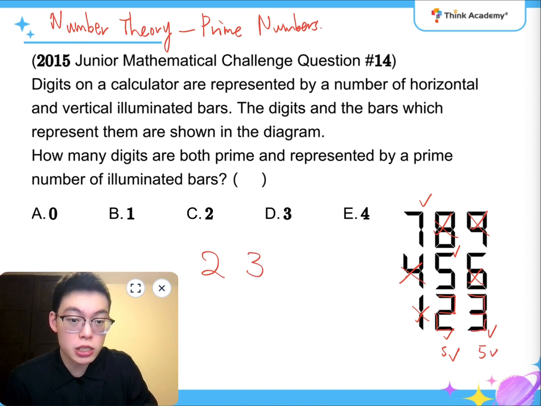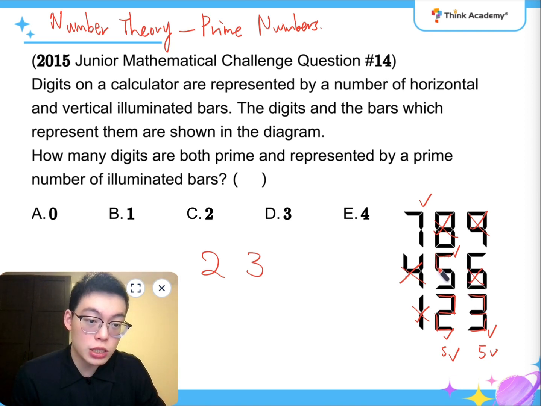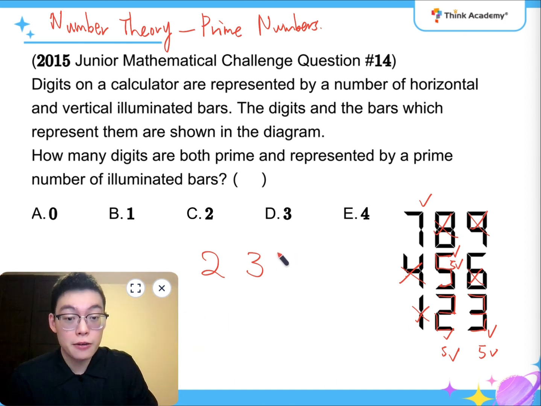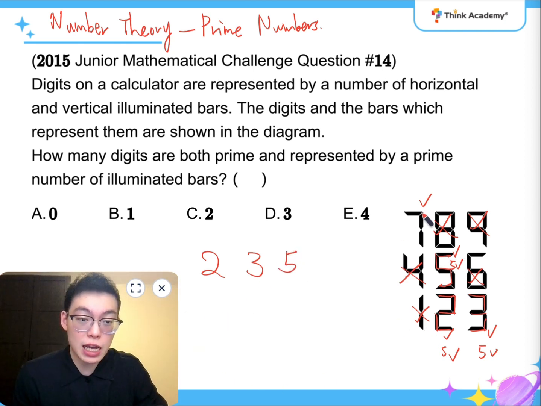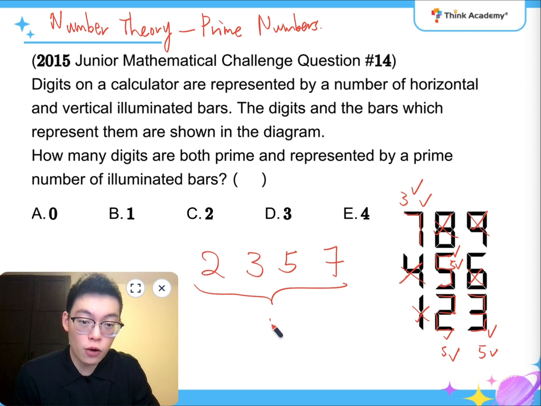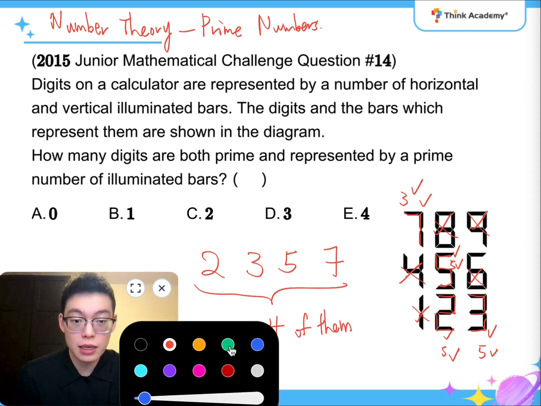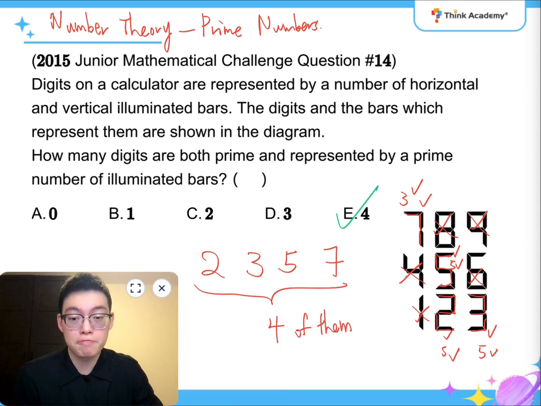So 3 works. For 5, we are using 1, 2, 3, 4, 5 bars, so 5 works. For 7, it is using 1, 2, 3 bars, so 7 works as well. So altogether, you can see that all 4 of them work, which means that the answer is going to be 4. Pretty easy question, isn't it?